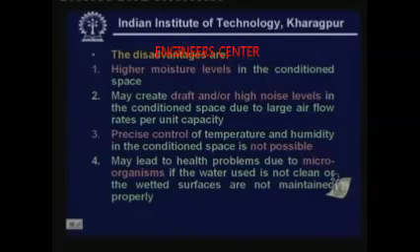And the fourth disadvantage is that these systems may lead to health problems due to microorganisms if the water used is not clean or the wetted surfaces are not maintained properly. If you use dirty water or if you don't clean the evaporative coolers from time to time, then fungus or algae may form inside the evaporative cooler or on the wetted surfaces, which may give rise to growth of microorganisms. Since the air blows over it and you inhale that air, this may give rise to health hazards. So you have to maintain it properly so that no fungus or microorganism formation takes place.